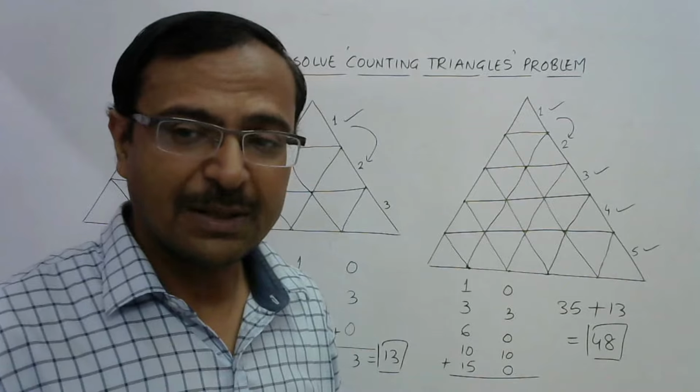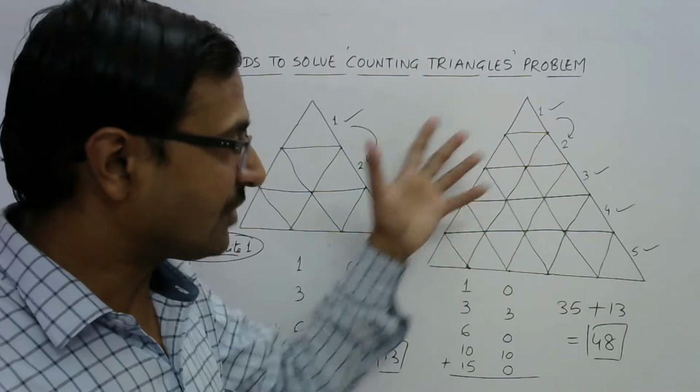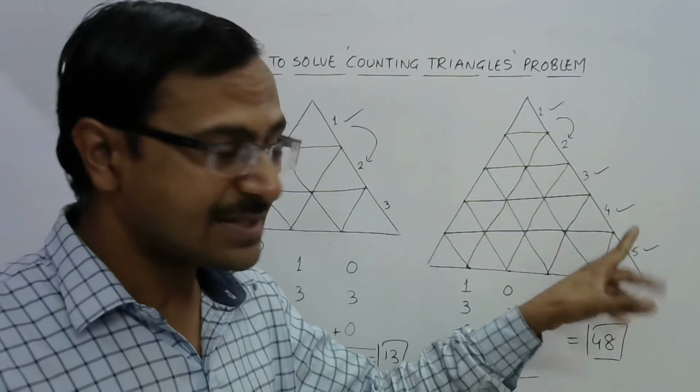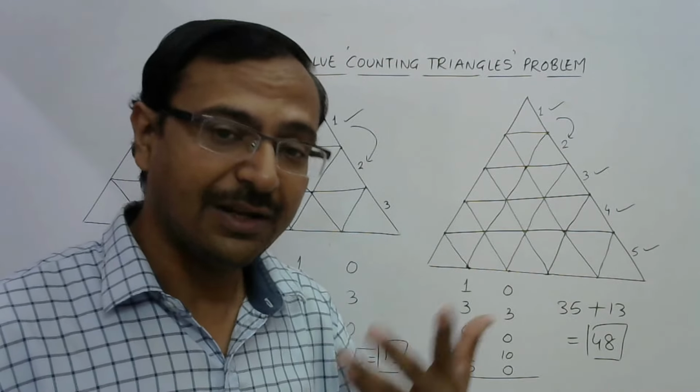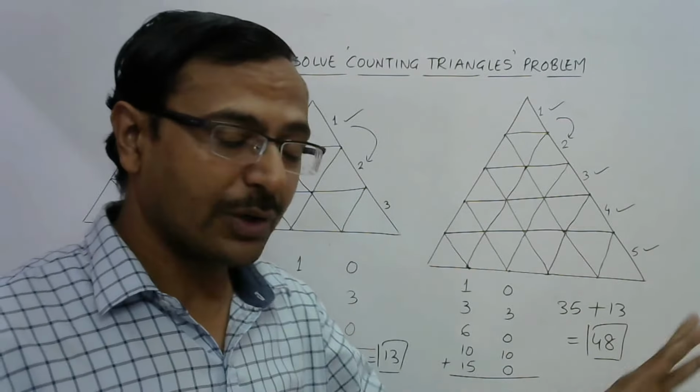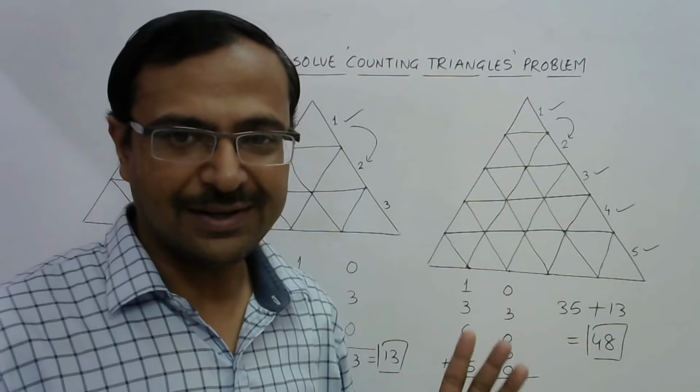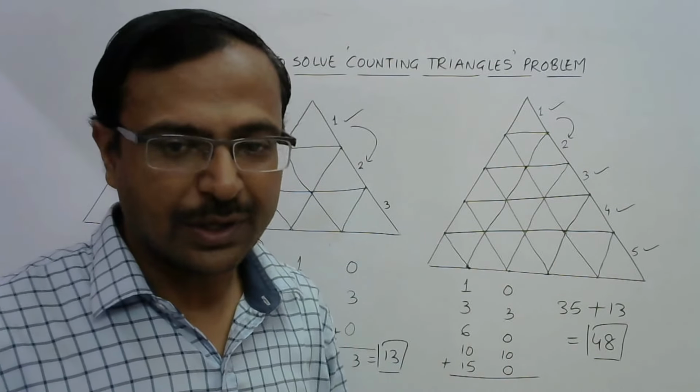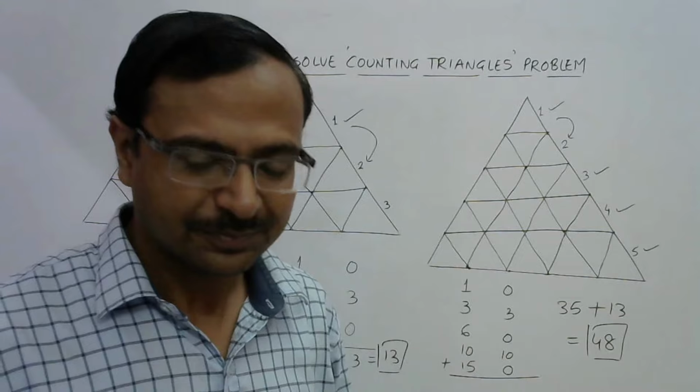Friends, this method can be applied to any larger figure also, in which there are 6, 7, 8, 9, even 10 triangles along each side of the larger triangle. You will get the accurate answer every time.